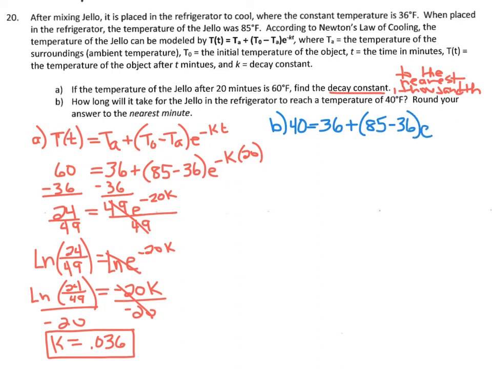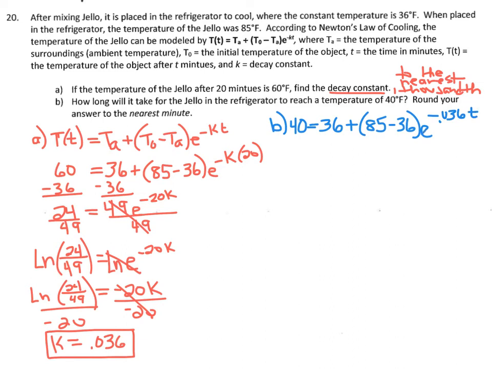All right, now this time we know the k. Now don't forget about the negative in the formula. And we know that k is equal to 0.036. So let's plug that in, 0.036. And we're solving for the t, the lowercase t, how long it takes to do that.